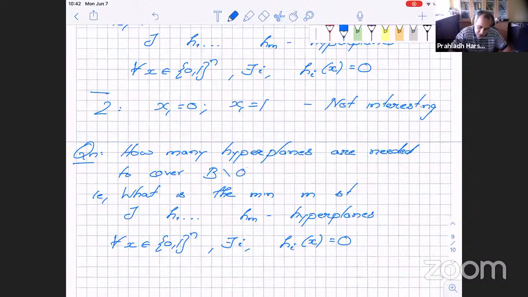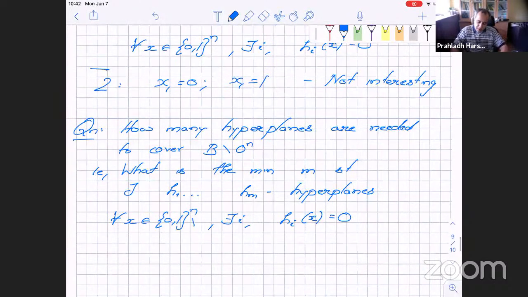Minus the origin. That is, for all x minus the origin, there does not exist an i such that hi of 0 is 0. So the Boolean all-zeros point is not covered. So that's the alternate. So this is question 2, and that was question 1.